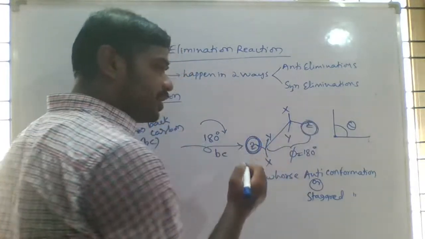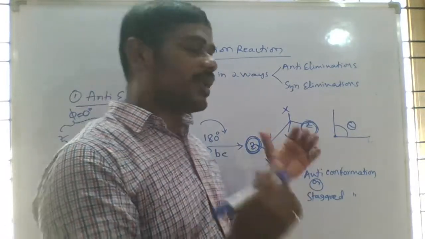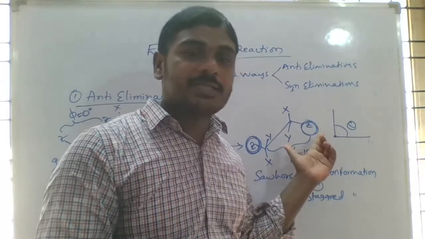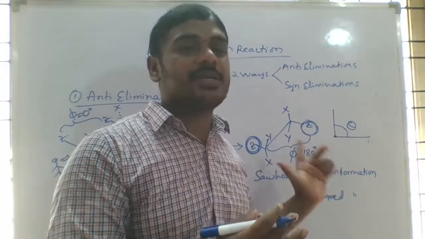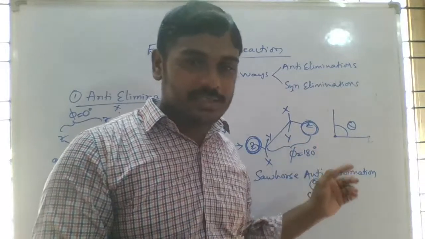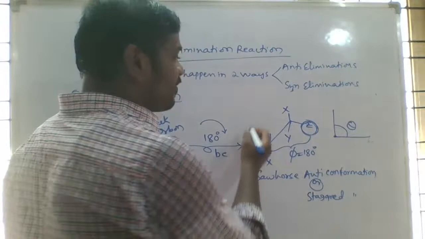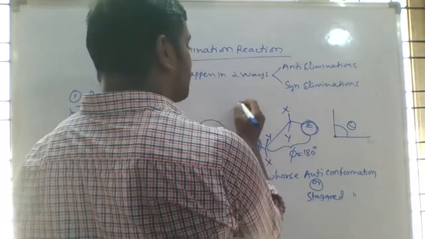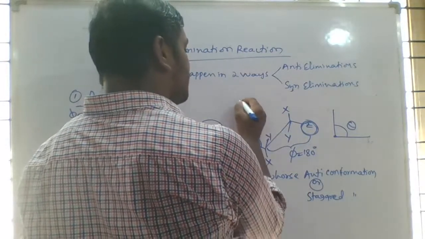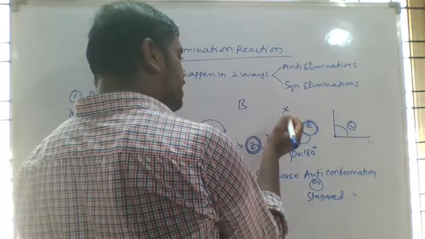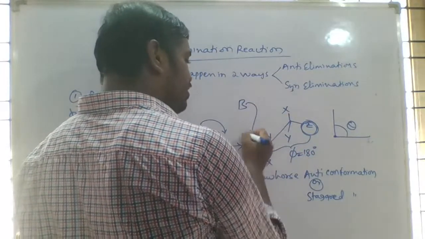For example, we are choosing the leaving groups. We assume Z as the leaving group. The leaving groups' dihedral angle separation is 180 degrees. In the presence of an attacking agent, B, which is the base in the elimination reaction, B attacks one of the Z groups.